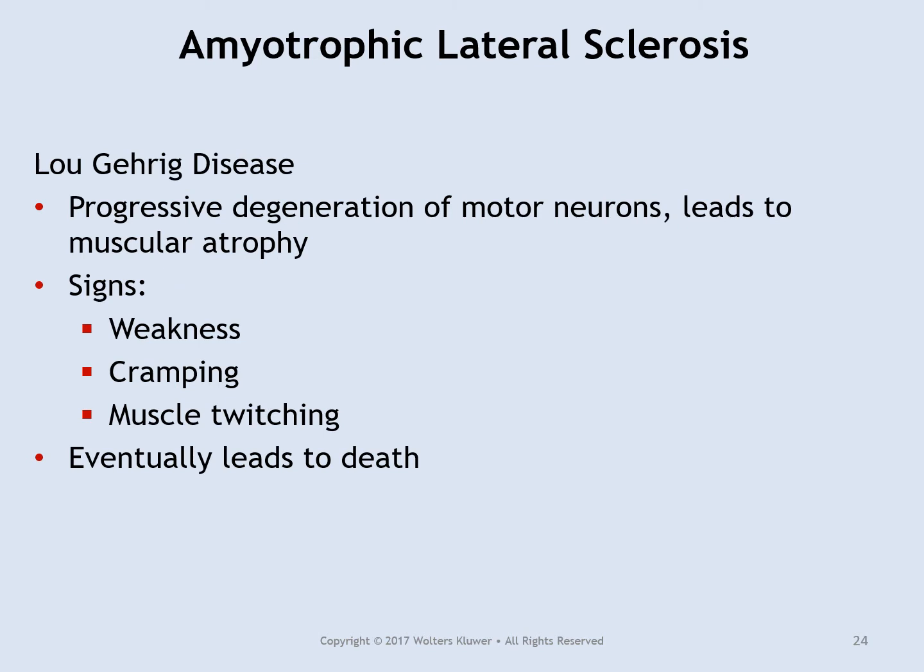ALS, or amyotrophic lateral sclerosis, also called Lou Gehrig's disease. Again, another progressive degeneration of motor neurons, just like the previous disease state, and the muscles atrophy or waste away. So weakness, cramping, and it inevitably leads to death. There is no treatment resolution for ALS at this time.